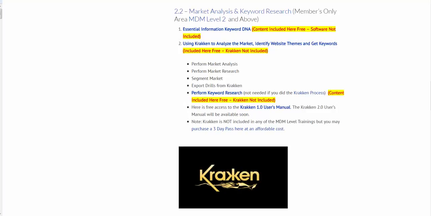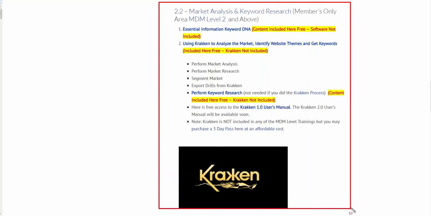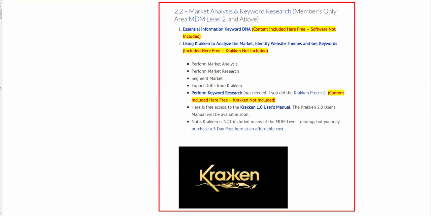Hello everyone, welcome back, and now we're going to go over section 2.1, Market Analysis and Keyword Research. This is all about the keyword research and the vertical market theme process. You probably remember back in a previous section where I was teaching about the ISDNA, or the Industry Solution Invention, and really the keyword research versus market research.